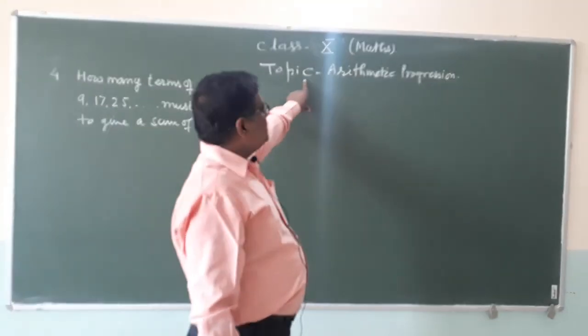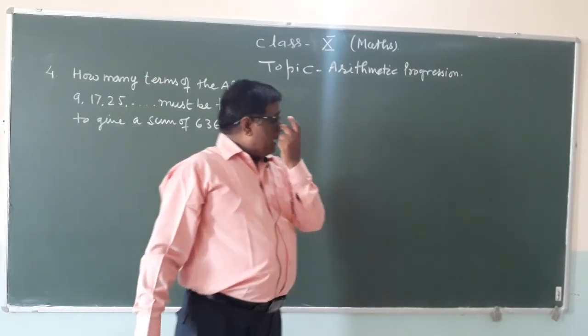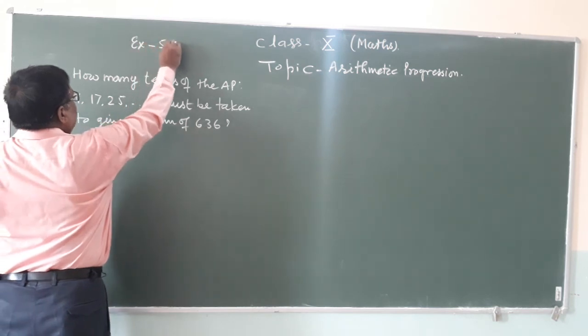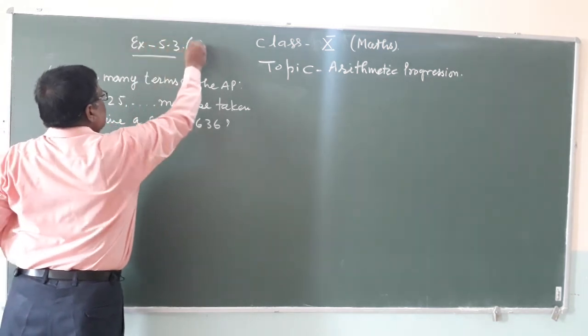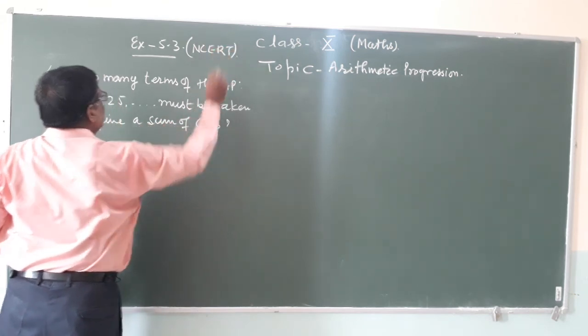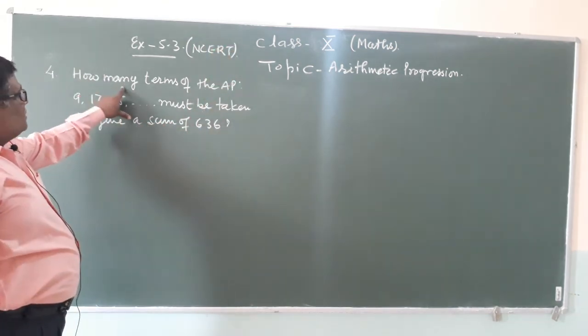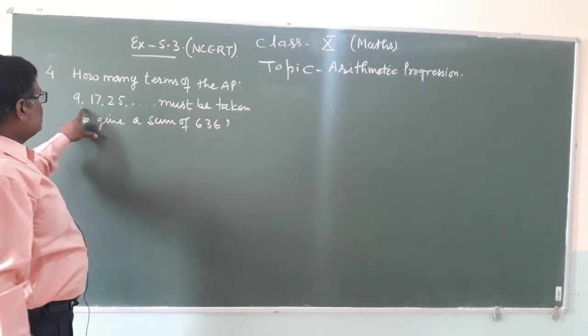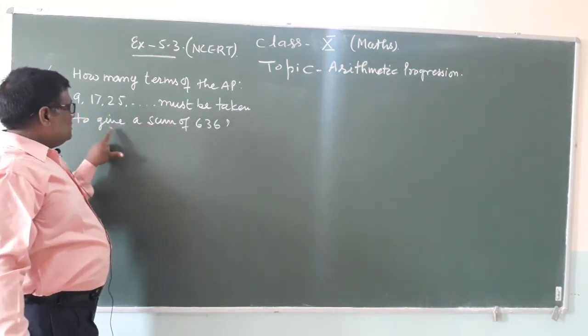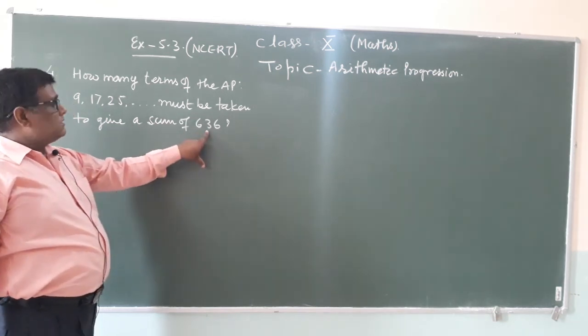The topic is arithmetic progression, and this is Exercise 5.3 from NCERT. Question number 4: How many terms of the AP 9, 17, 25, ... must be taken to give a sum of 636?